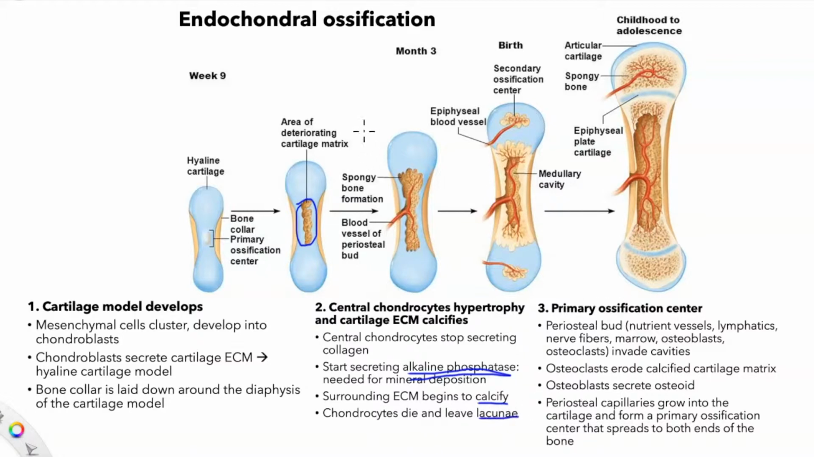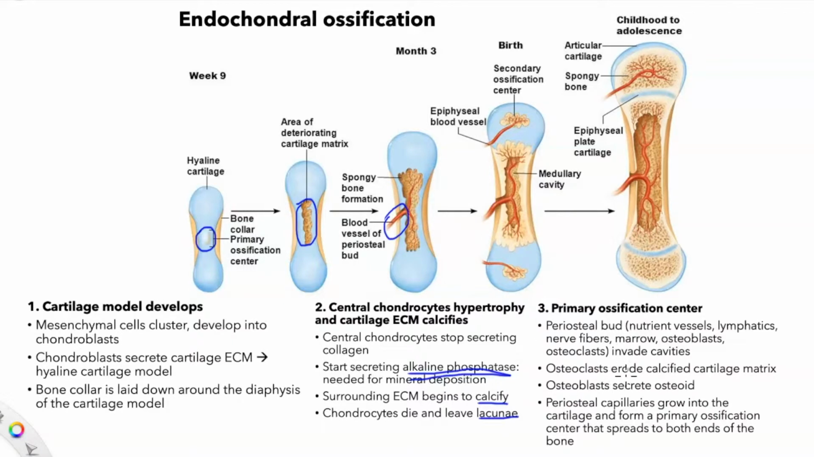And third, in this step, we see the development and expansion of the primary ossification centers. So the primary ossification center actually shows up as early as here. Basically what happens is a periosteal bud, which consists of nutrient vessels, lymphatics, nerve fibers, red bone marrow, osteoblasts, and osteoclasts, invades the cavities that formed in the cartilage. So here you can see the nutrient artery, which is right now just the blood vessel of the periosteal bud.